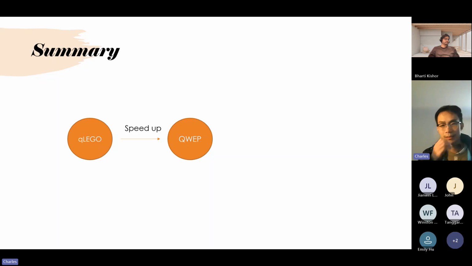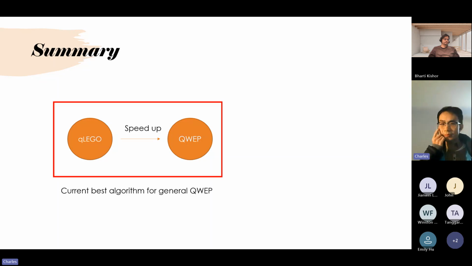So to summarize, what we have looked at today is primarily an algorithm that, using quantum Lego, if you know how to break down a large code into smaller components, or construct a large code from smaller components, we can use this tensor weight enumerator technique to speed up its computation. That constitutes the current best algorithm that we know for general weight enumerator polynomials.